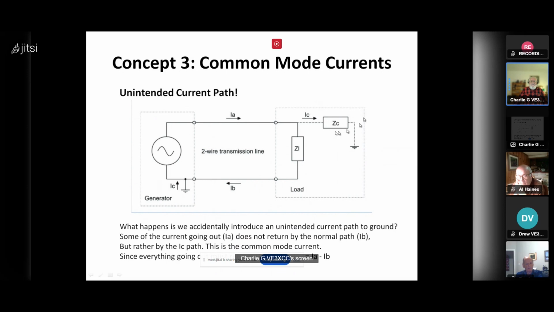So, the math on this is pretty simple, right? What goes out must return in some fashion. So if you've got the IA going out here, then whatever current I see through this unintended current path plus the IB must be equal to the IA. Again, whether the current is coming through here or coming up through the ground, everything that goes out must come back in some fashion.